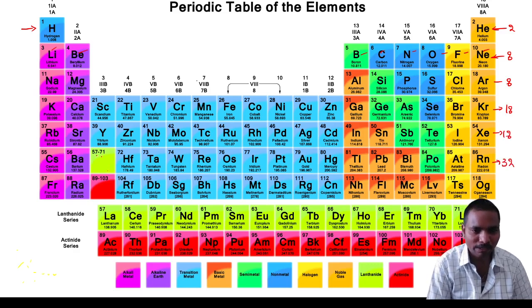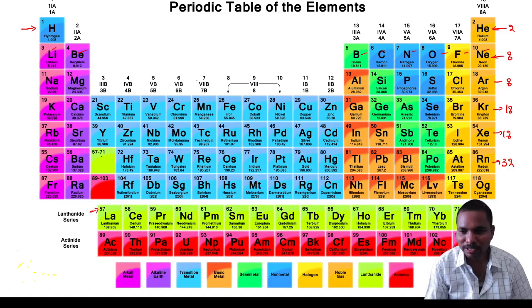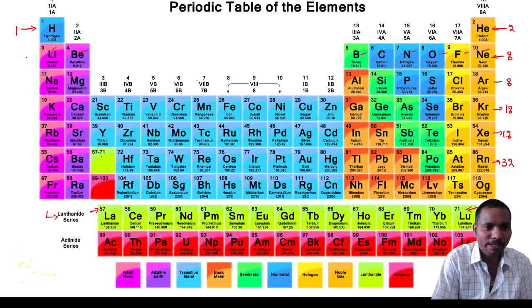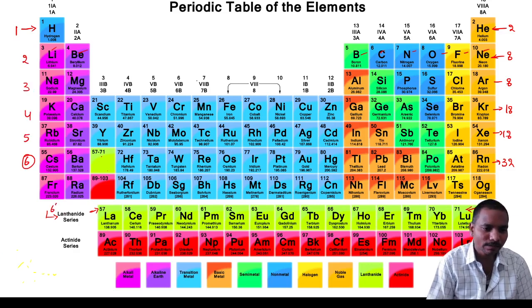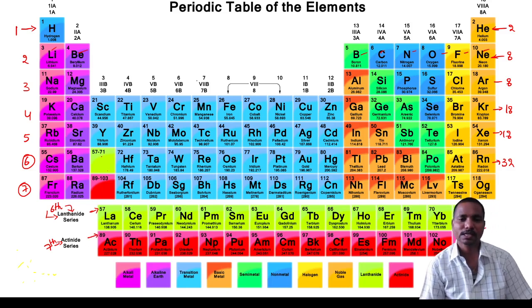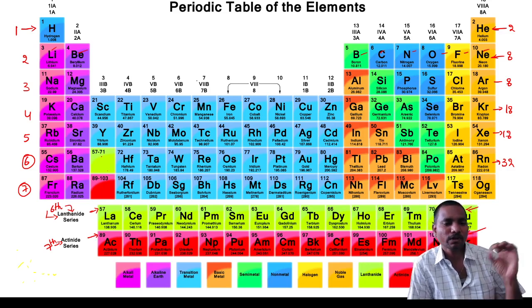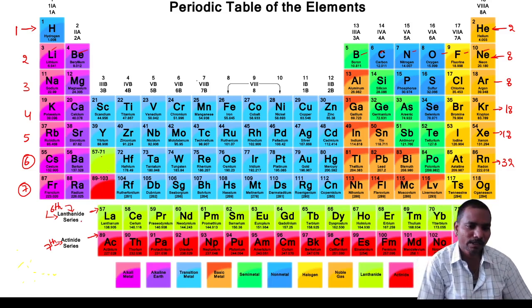Here 57 to 71. 57 to 71 is called lanthanides. So lanthanides belong to which period? First period, second, third, fourth, fifth, sixth. So the sixth period has the lanthanide series. In the seventh period we have the actinide series, 89 to 103. That is also very important, guys. Lanthanide series is from 57 to 71. Actinide series is from 89 to 103.